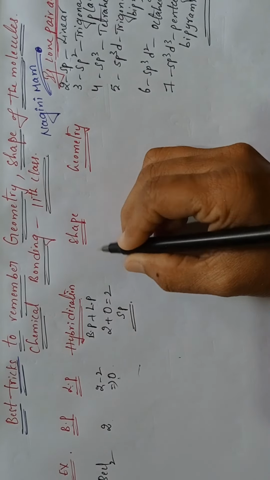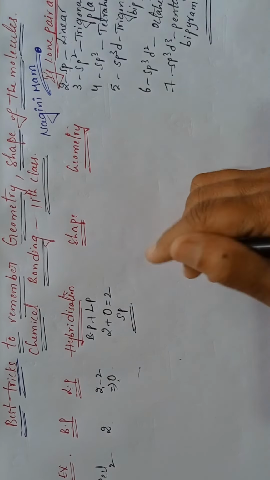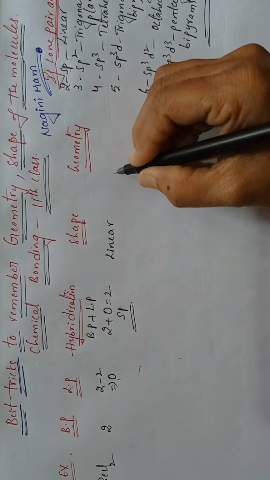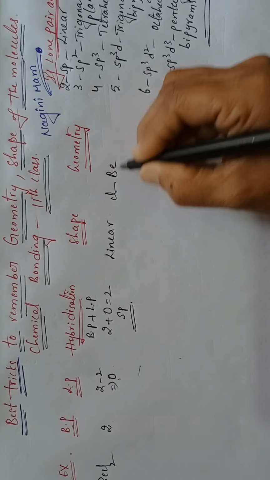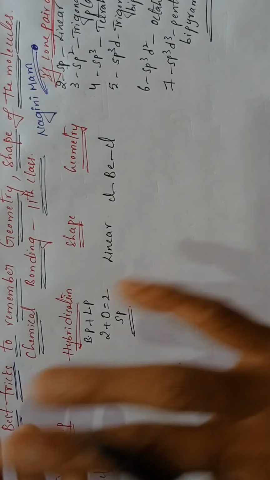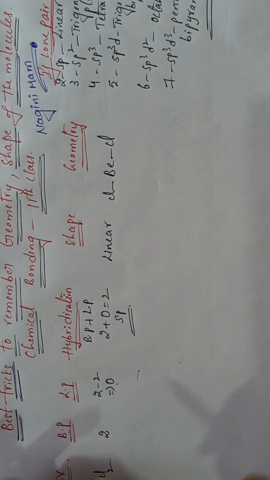Linear shape. Clear? What I told you, shape linear. So right here, linear shape. Now what is the geometry? Beryllium chloride, here chlorine, here chlorine. This is the linear shape. Understood? Now I am discussing the second example.